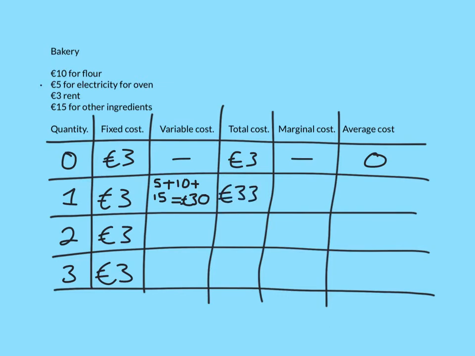My marginal cost, obviously it has changed to €33, and my average cost then is 33 divided by 1, which is going to be €33, which seems really expensive for a cake, and it is, and that's why they often make more than just 1. So let's see what happens then when we increase to 2.